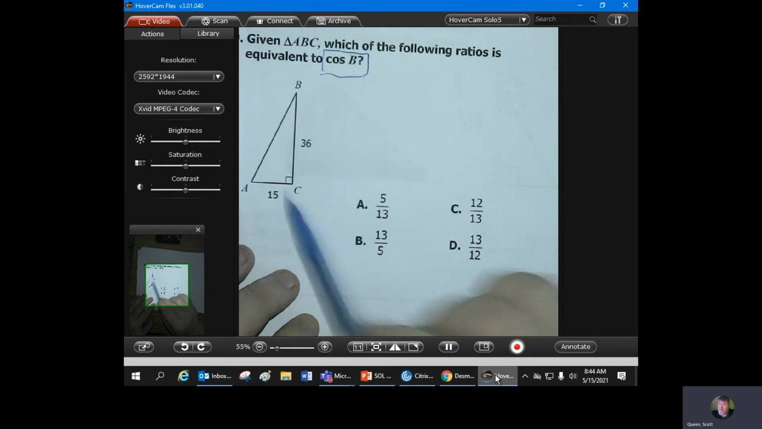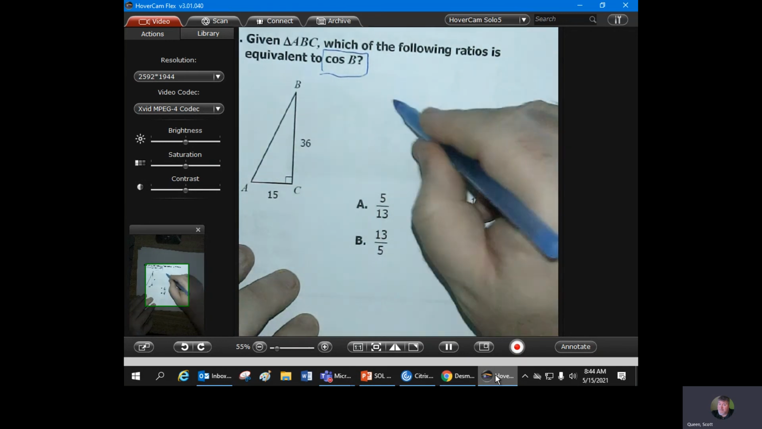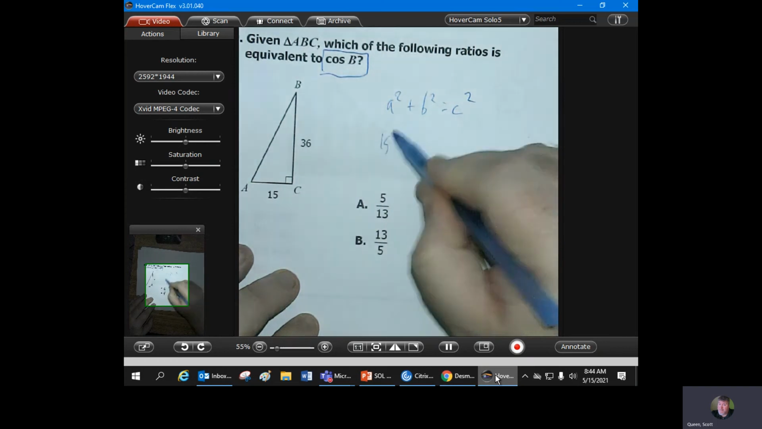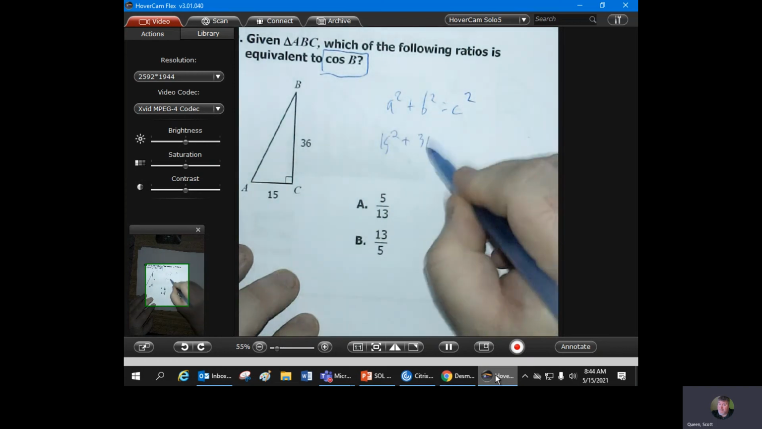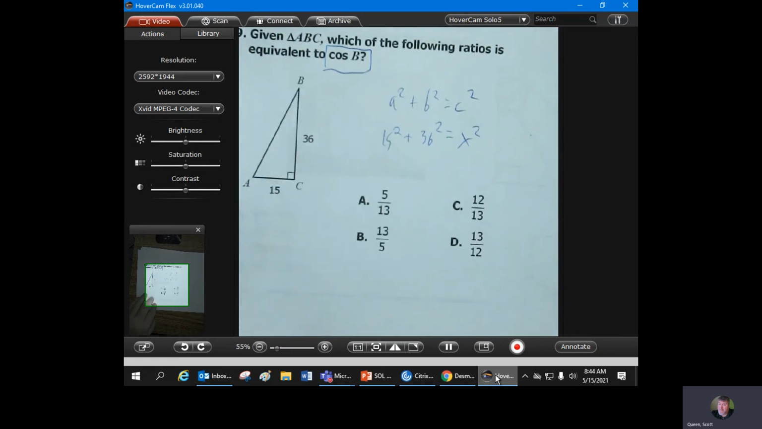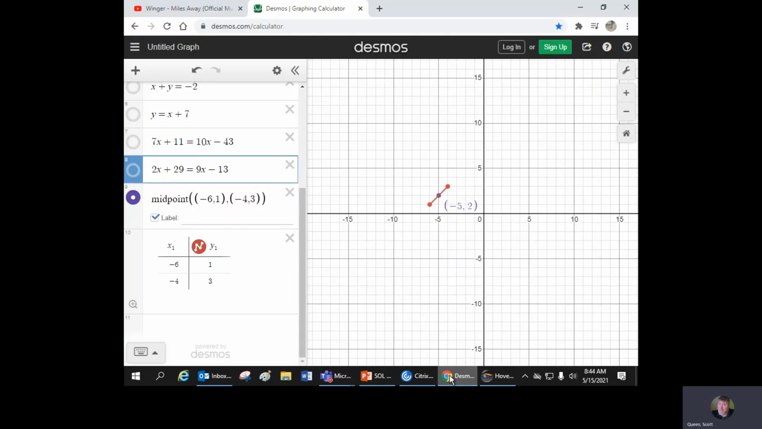A squared plus B squared equals C squared. I'm going to use Pythagorean. A squared plus B squared equals C squared. So that's 15 squared plus 36 squared equals X squared. I'm just going to change that because I'm getting ready to throw it in the calculator. You know what I'm saying? That's as much as I'm going to do. Now I'm going to go to Desmos. Am I moving too fast? Okay, so I'm going to throw this in Desmos.